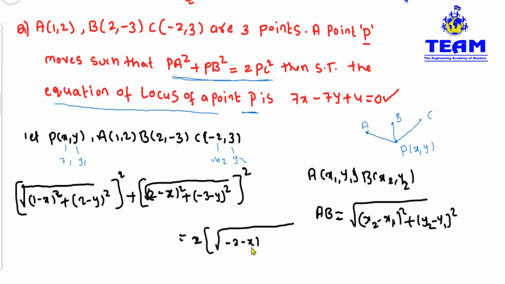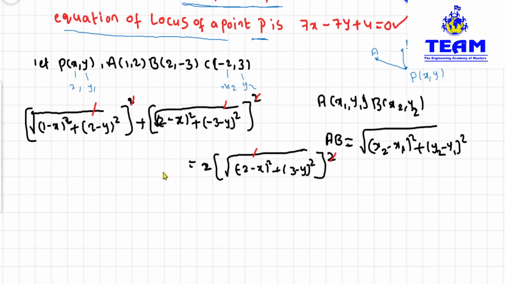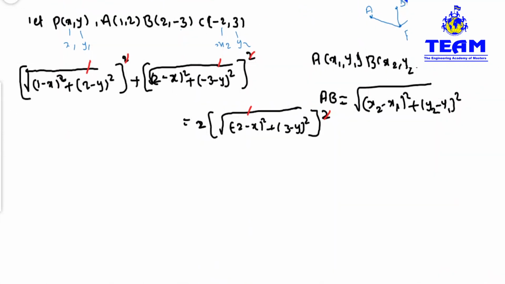Minus 2 minus x whole square plus 3 minus y whole square. 3 minus y whole square. That's it. Again square because 2 pc square is there. Okay friends. Now you see here I am simplifying this. Then in this case what will happen actually, the square root and root getting squared and cancelled. Again square and root getting cancelled. Okay friends. Now I am simplifying this. It will be lengthy but it is easy.